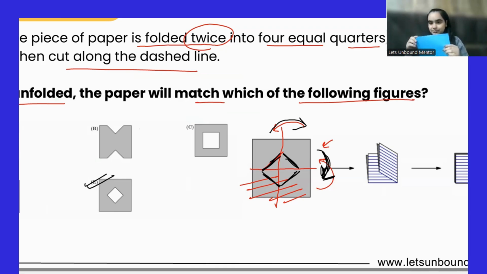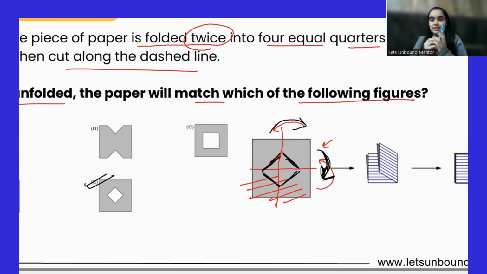We can do this problem to visualize better. We folded it once, correct? So this is how we have folded it, correct? And then we have folded it again, right? And they made a cut over here like this, correct?